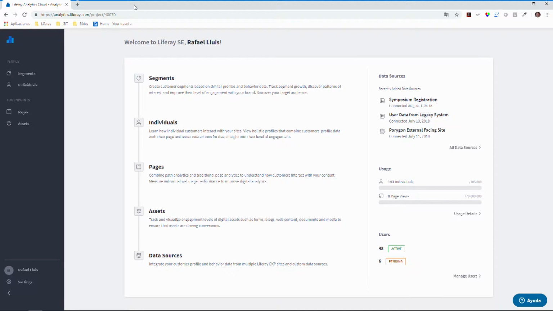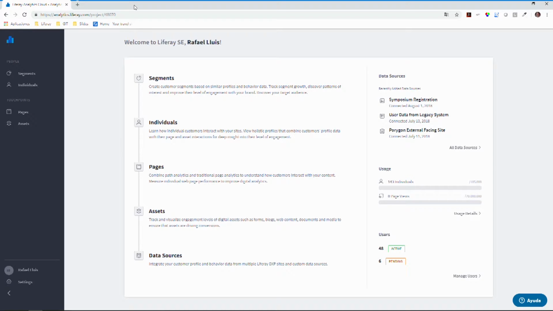Okay, so here, as you can see, the homepage is very easy. We have the two key concepts there, like people and touch points. And then we have segments, individuals, pages, assets, data sources. As I was mentioning, now we don't have accounts, but we will have accounts this year. So we'll see the sixth element there, that is accounts, okay? So let's start. Let's go a little bit into the product.